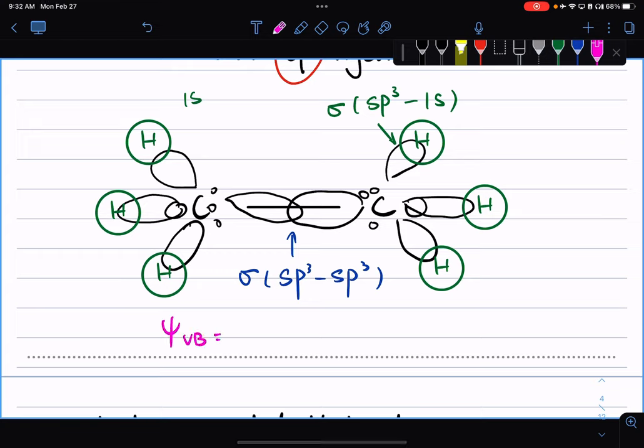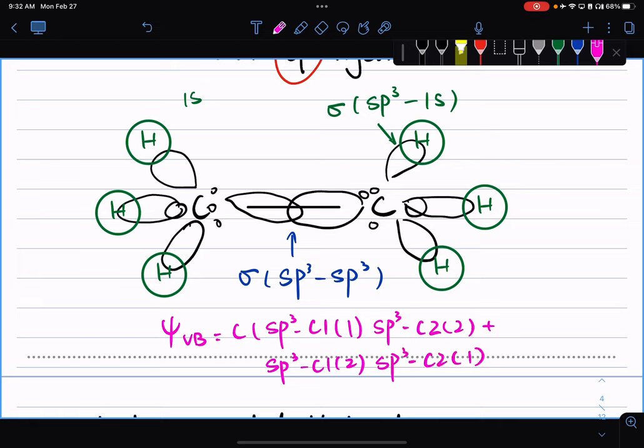If you're writing the valence bond wavefunction, we have ψVB equals some constant times sp3 of C1 with electron 1 times sp3 of C2 with electron 2, plus sp3 of C1 with electron 2, sp3 of C2 with electron 1. We still have 2 electrons in that chemical bond, but we don't know where that electron is, or with which atomic orbital that electron is.